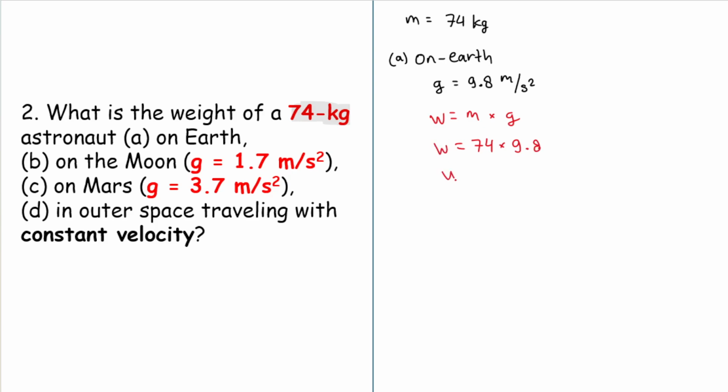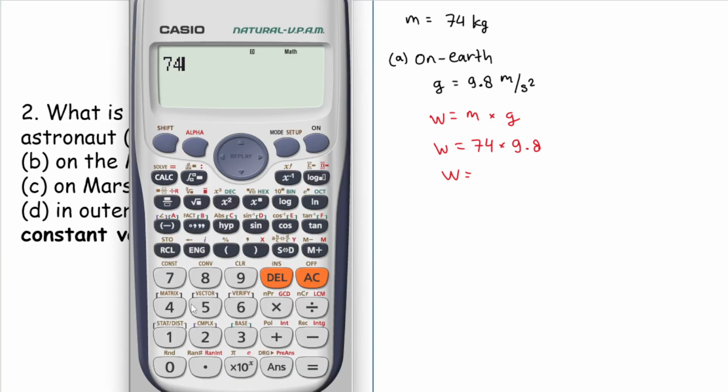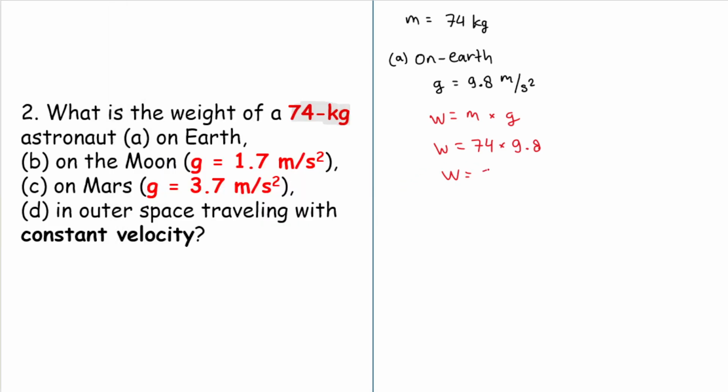Let's just use a calculator for that. 74 times 9.8 will be 725.2. And the unit here, because this is kilogram and meter per second squared, will be Newton. Good. Now let's move on.